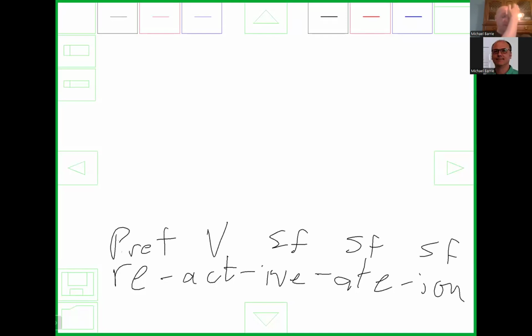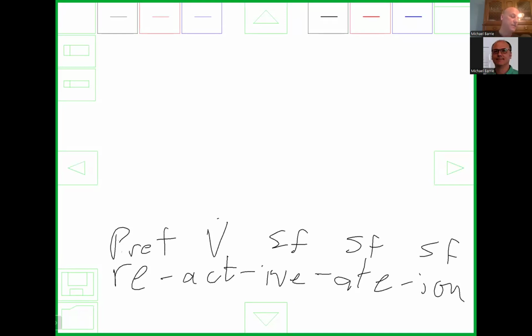Okay, now re does attach to verbs, as you know, and we could attach this first and get react. And then attach the suffix, reactive, which is fine, and then attach the next suffix, reactivate. And what that would mean is reactivate would mean to make reactive, which is not what the word means. The word reactivate means activate again. So re has to attach to activate.